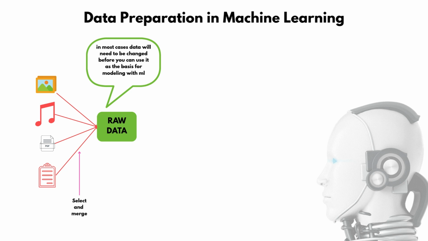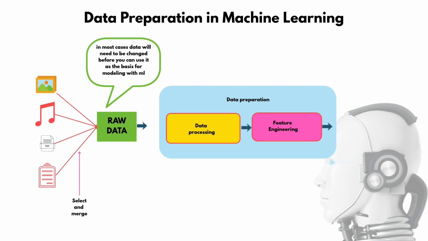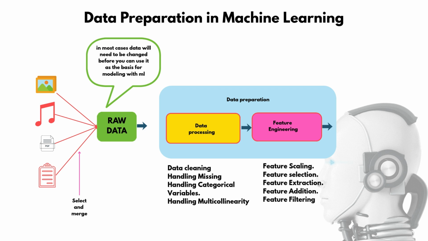That's why we go through a process called data preparation, which is made up of two main stages: data preprocessing and feature engineering. In data preprocessing, we clean and fix our data. This includes handling missing values, cleaning errors and duplicates, encoding categorical variables, and checking for multicollinearity, where two or more features tell the same story. Then comes feature engineering, where we improve the data's usefulness for the model. Here we perform tasks like scaling features so they have similar ranges, selecting the most important ones, extracting new features from existing data, and filtering or adding features that improve performance.